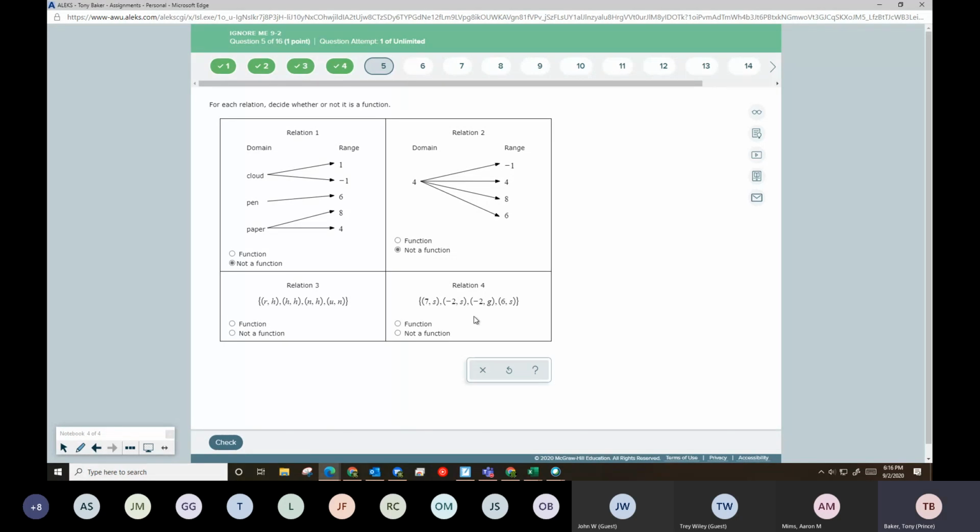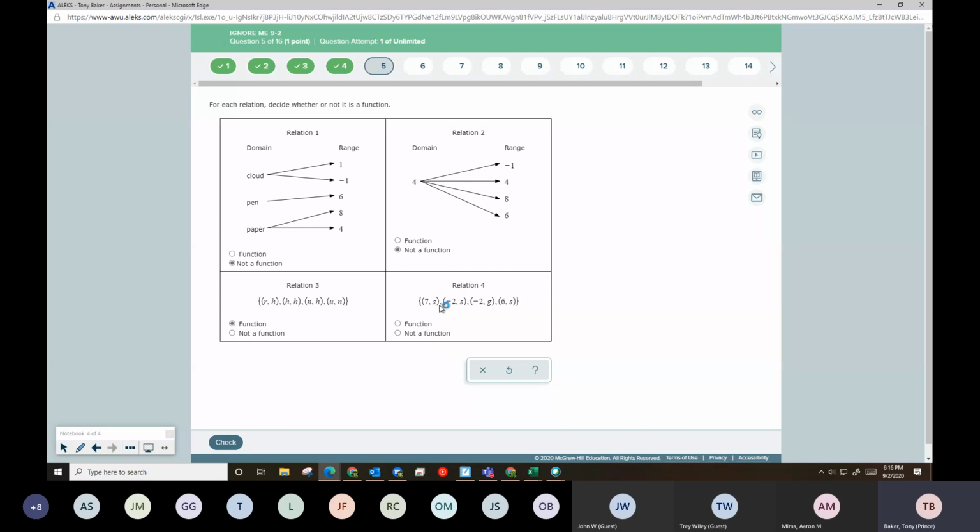Now, when they give you the points, it's a little harder to see. You're looking at the x's. If none of the x's repeat, it's automatically a function, because no input goes to more than one output. So I have R, H, N, and U. None of the x's repeat. So that's a function. Even though the first three all go to the exact same range, that's fine. It's all about the input.